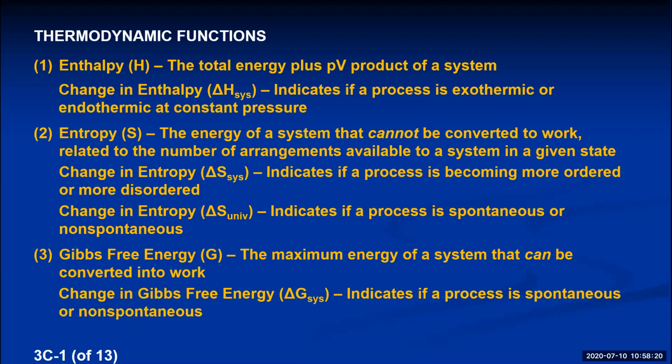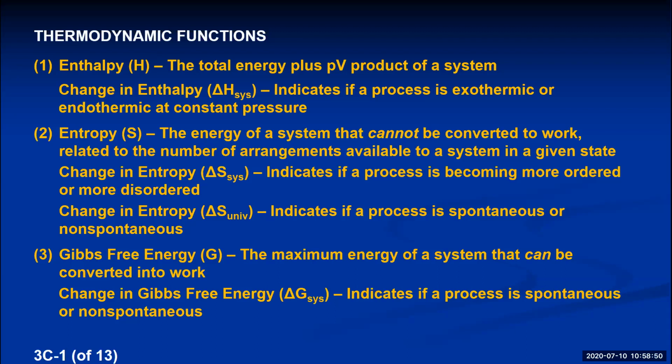So you need to know the definitions of each of these thermodynamic functions, what their change in values tell you, and then you should know the numerical values as well. For change in enthalpy, exothermic is a negative delta H, endothermic is positive. For a change in entropy of a system, positive means more disorder, negative means more order. Change in entropy of the universe, positive means spontaneous, negative means non-spontaneous. And then for the change in Gibbs free energy, opposite signs now, positive means non-spontaneous, negative means it's a spontaneous process.